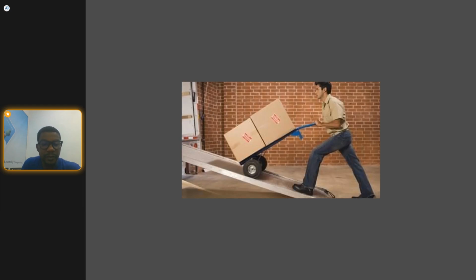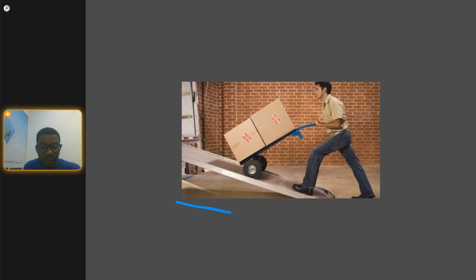Now we have a gentleman working for a firm. As you can see, he's dressed in the uniform for the firm. So what they are trying to do is upload some goods into the truck. Probably they want to go and deliver. And what you can see here is that this young man is actually doing his work in a smart way. He's making use of what we call an inclined surface, which also is an example of what? A machine, an inclined surface.